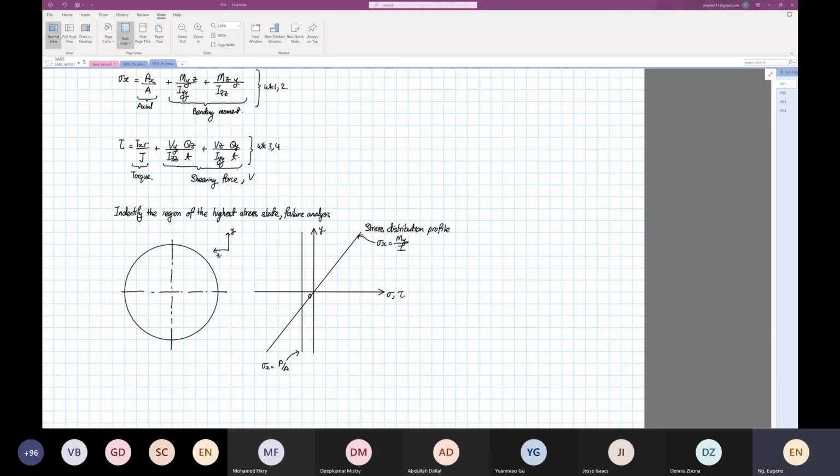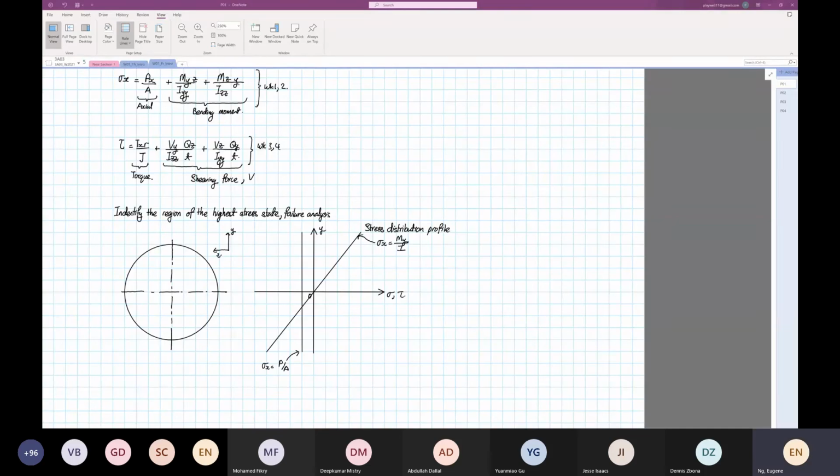Now, the next one is the torque, right? How will the torque distribute? How will the shear stress Tr over J distribute? Can anyone make a guess, please? It's difficult to describe, right? I can totally understand. So it will look like this. Sorry, I think I overshot the curve, but it's okay.